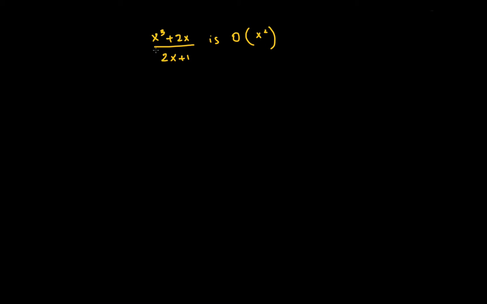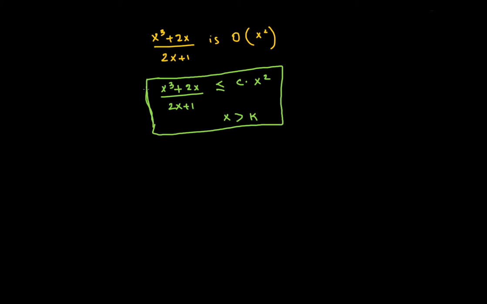It means that if this expression in yellow is true, then there must exist some constant c and some constant k, where c and k are positive constants, such that x cubed plus 2x over 2x plus 1 will be less than or equal to c times x squared for all x greater than k. Okay, here is the definition. This piece over here is just the definition of BigO. So here is the definition for moving from this piece in yellow to this piece in green.